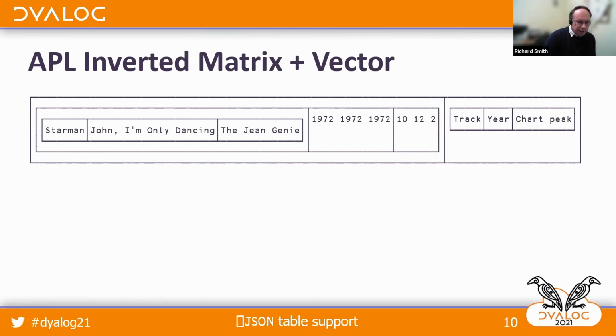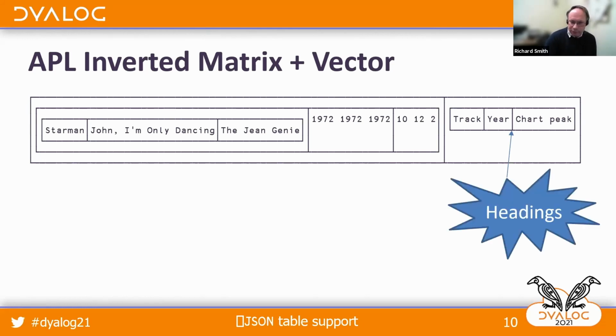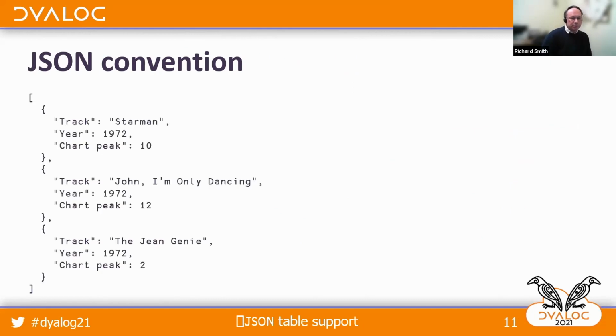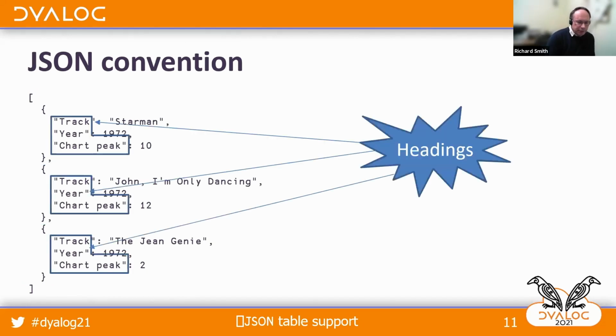But in the JSON world, they go for a very different representation. Look, there's the headings. There's the vector of vectors. In JSON, it's quite a different approach they take. To store that data, you have an array of objects, and within each object, the column headings form the name of the data. So you see it repeated over and over and over there.